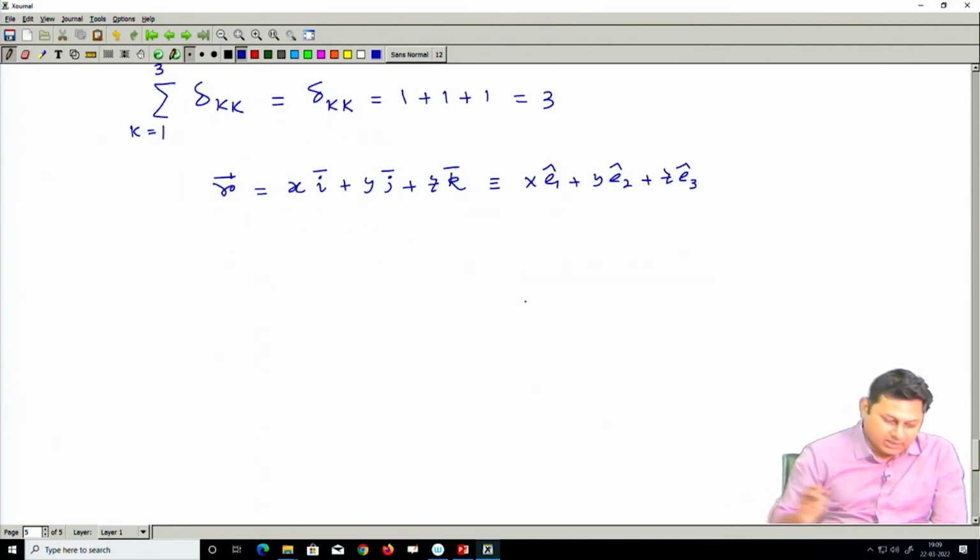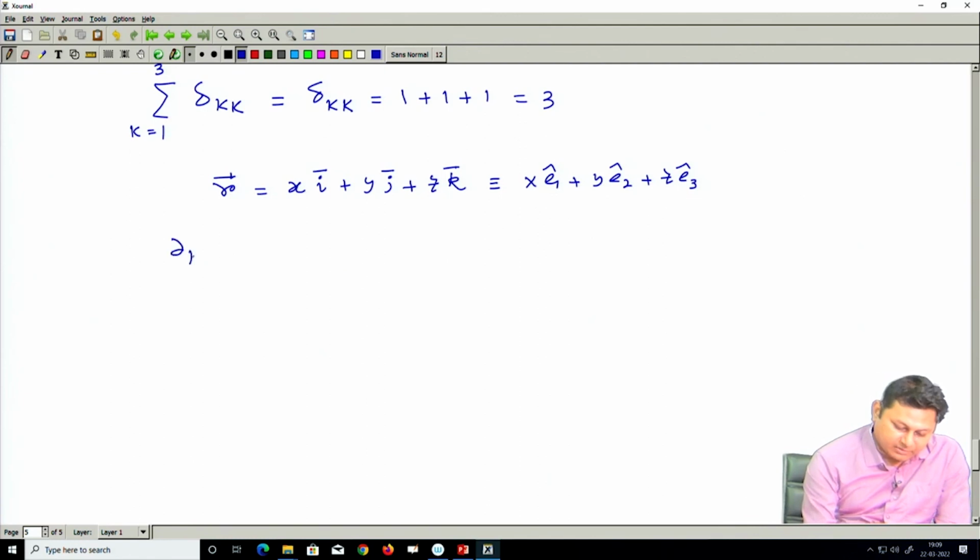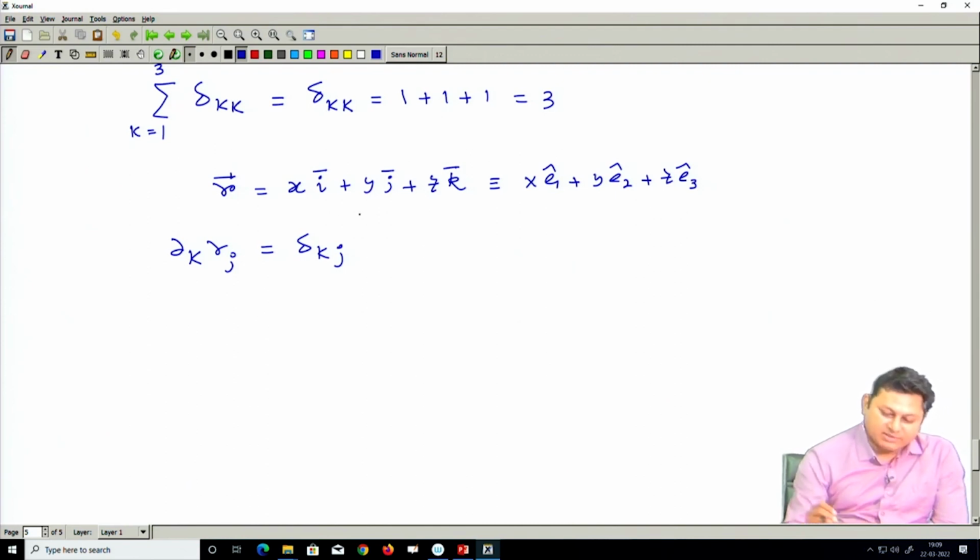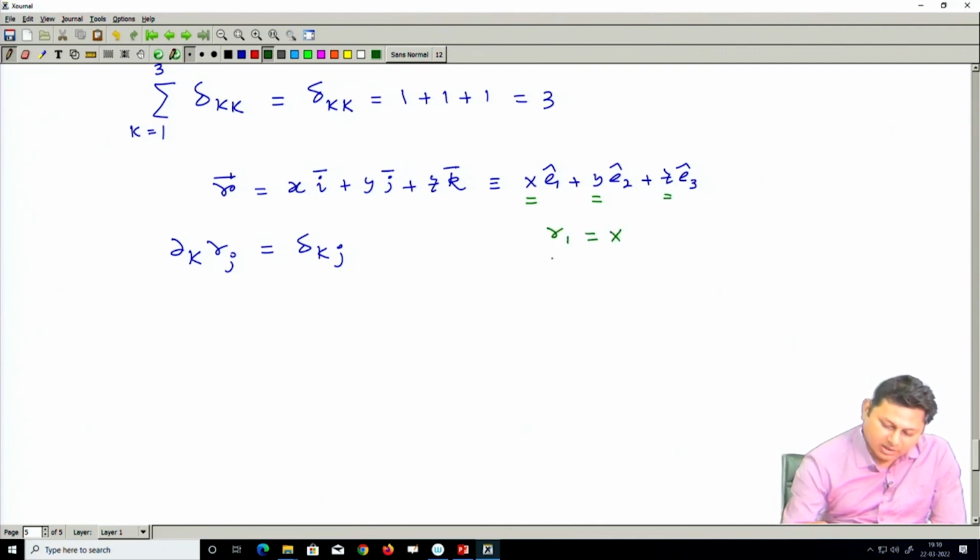Well, now if I take a derivative, for example, of any component r_j, it should be simply delta kj, right. I already mentioned this, and now component wise, r_j is a different component. Here different component means I am talking about x, y and z. So, r1 is nothing but x, r2 is nothing but y and r3 is nothing but z. Now, if I look carefully, what should be the value of this derivative?